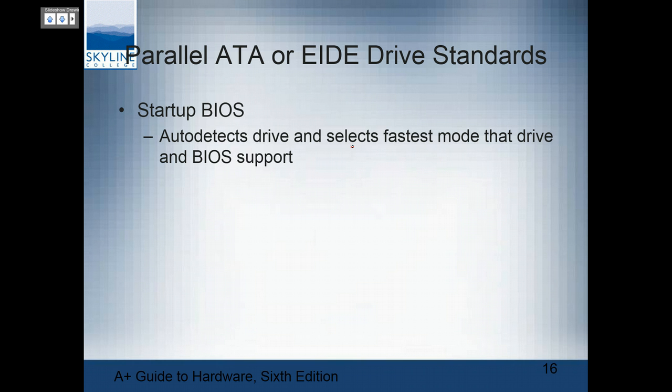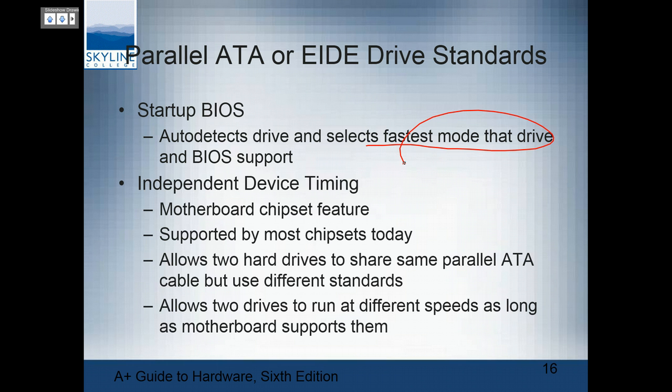Now, when you want to put a hard drive in, you just put a hard drive in and it auto-detects, which is much, much better for us. So we auto-detect and it selects the fastest mode, which is always handy instead of the slowest mode. The independent device timing is a chipset feature. A lot of the control is going to be on the hard drive, and it's going to interface, obviously, with the motherboard through a chipset feature.